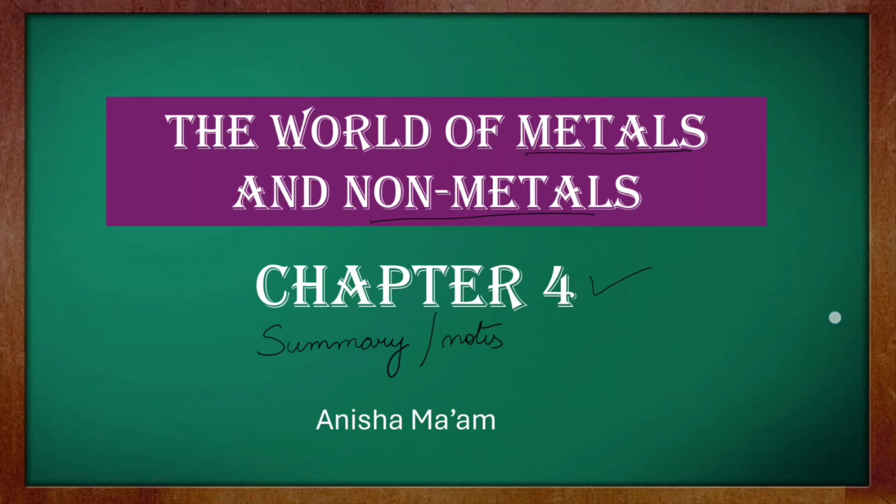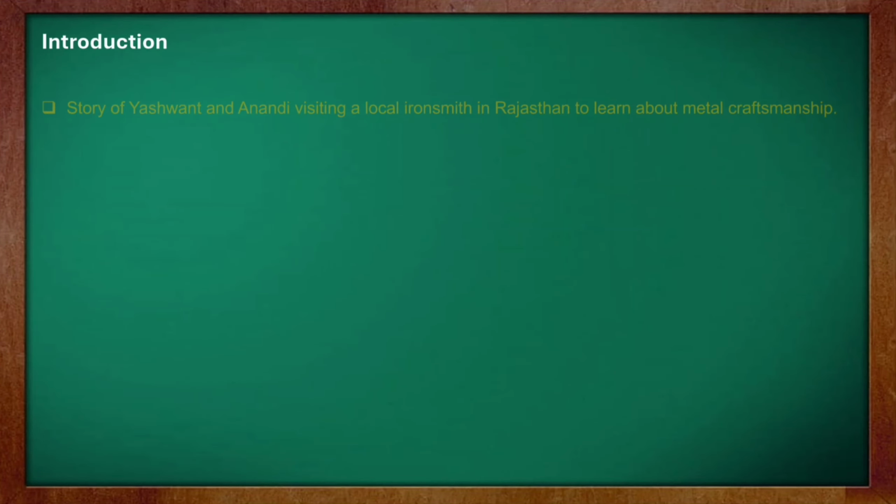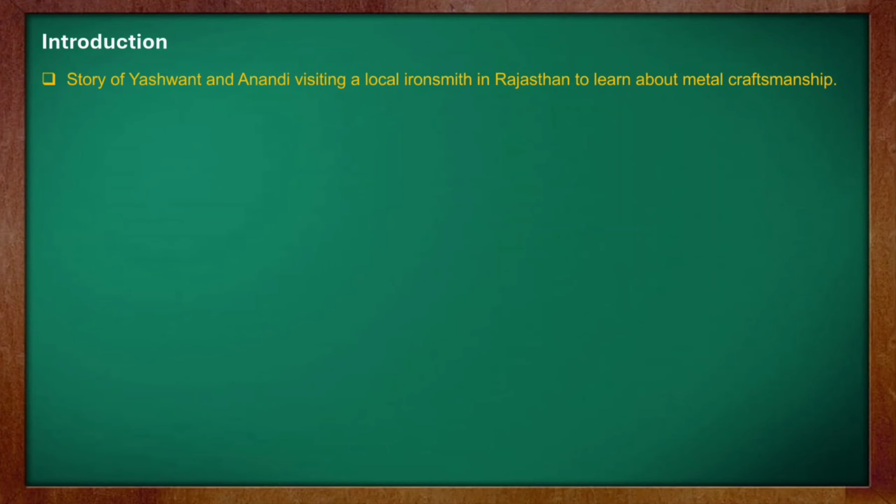This is for class 7 science, the world of metals and non-metals. We have already completed the detailed explanation of the chapter, so we are going to revise the chapter here in today's class. Firstly, this chapter starts from a story of Yashwant and Anandi. They were visiting a local ironsmith in Rajasthan to learn about some metal craftsmanship.